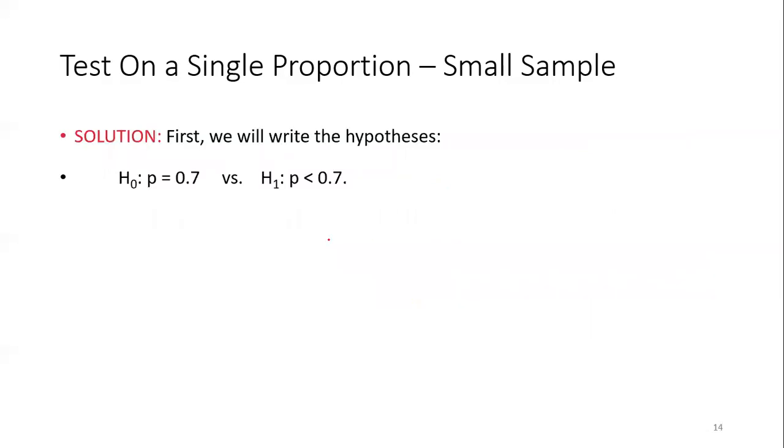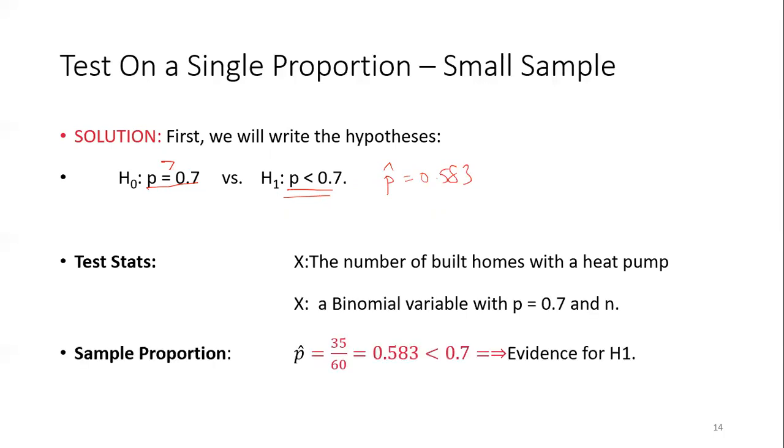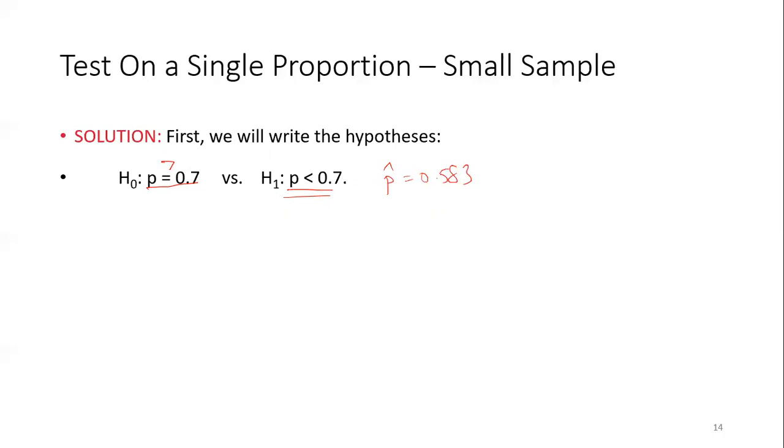So first, this is my hypothesis. The null hypothesis is p equal to 0.7, or p greater than 0.7. And the real estate agent's claim is that p is smaller than 0.7. Remember, my p hat is equal to 0.583. That's great, because as you can see, this supports the alternative hypothesis.